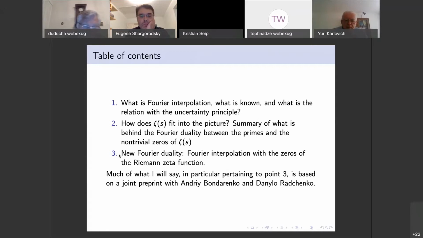Most of what I will speak about, in particular pertaining to point 3, is based on a joint recent preprint with Andriy Bondarenko and Danylo Radchenko. So please.